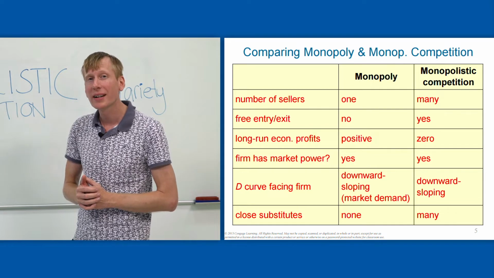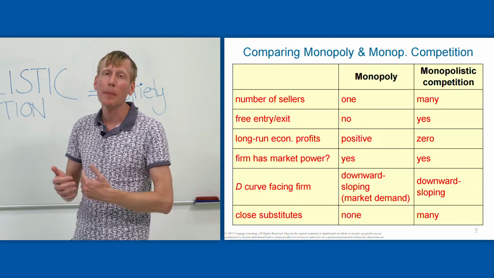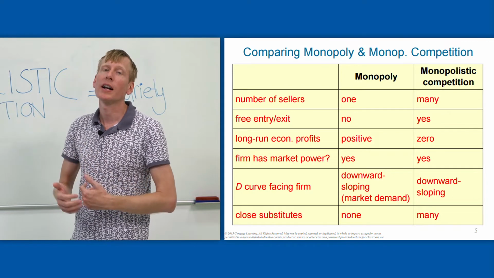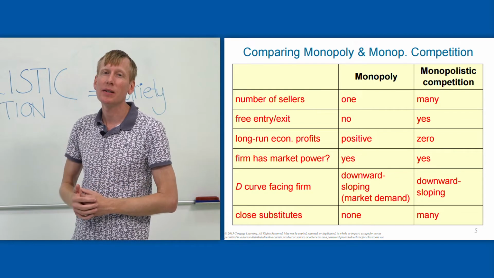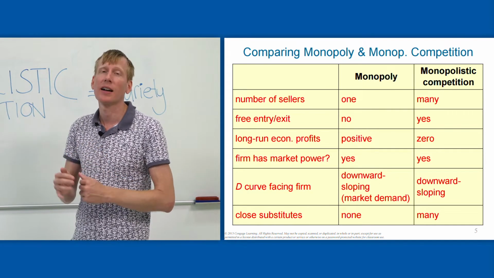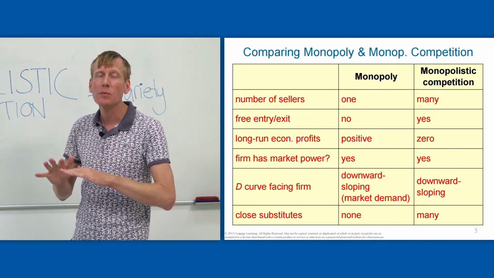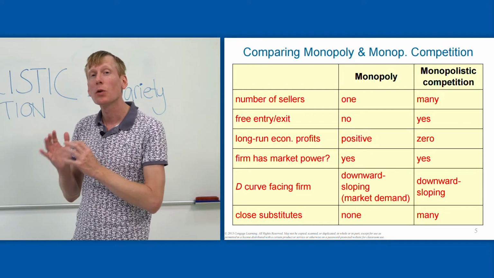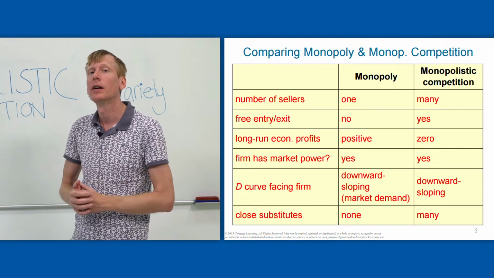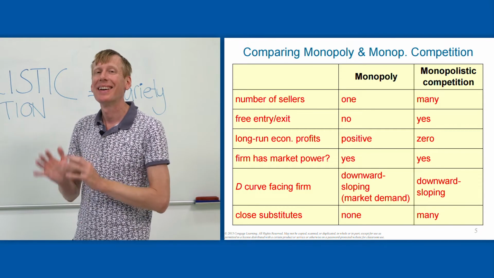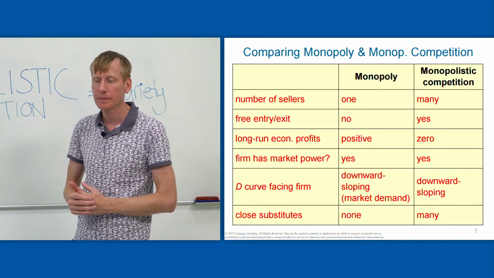As far as long-run economic profits are concerned, because there's no entry into a monopoly, long-run economic profits can be positive. But for a monopolistically competitive industry, if there are short-run economic profits, this will lead to entry in the long run, driving those prices and profits down. So firms in monopolistically competitive industries can't earn long-run economic profits. In that respect, monopoly and monopolistic competition are quite different.